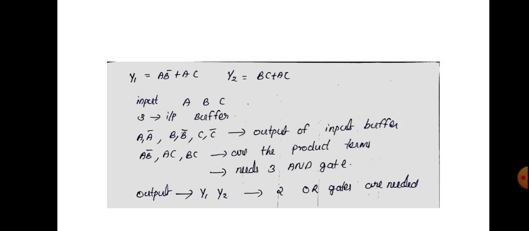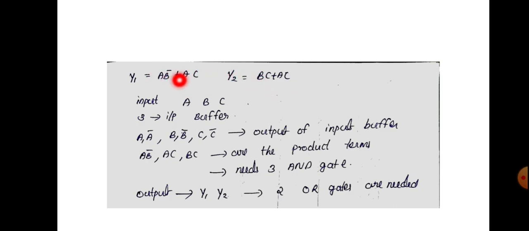So now we have two equations in the SOP form, that is y1 and y2. In these equations you have to identify the input variables and outputs, and only then can you design the PLA. How many outputs are there? There are two outputs, y1 and y2, so you need two OR gates. And how many input variables are there? You can see the terms A B bar, A C, B C, A C. Here A C is common in both cases. A, B, C are the variables.